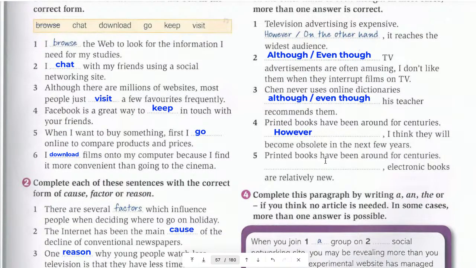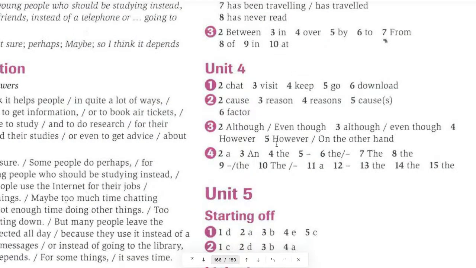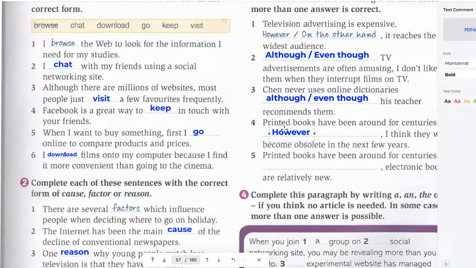So number 5, printed books have been around for centuries. What else is this? Electronic books are relatively new. What's the answer for this? Actually, we can use both, however and on the other hand. And between these two, which one will start a new paragraph, guys? Normally we use on the other hand to start a new paragraph.